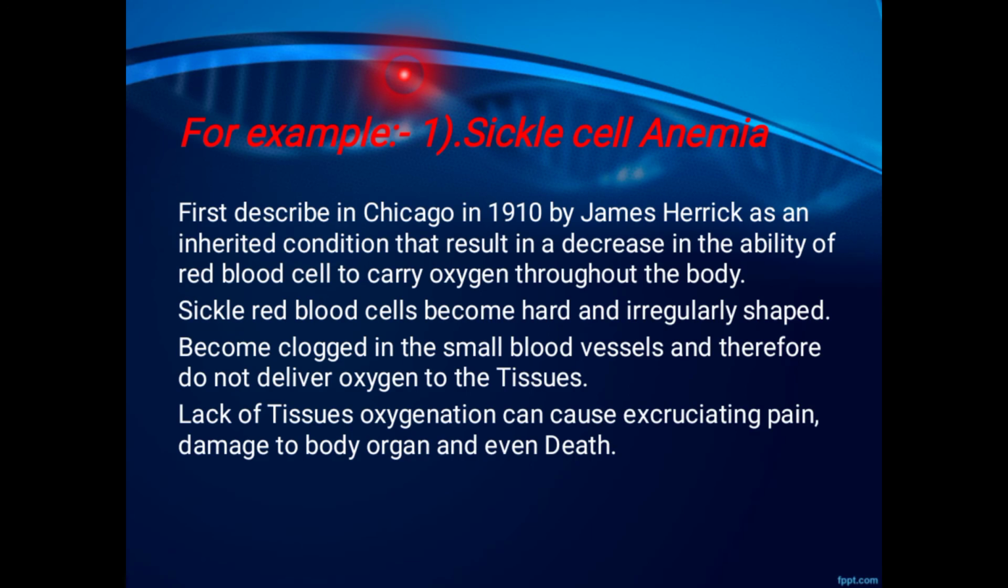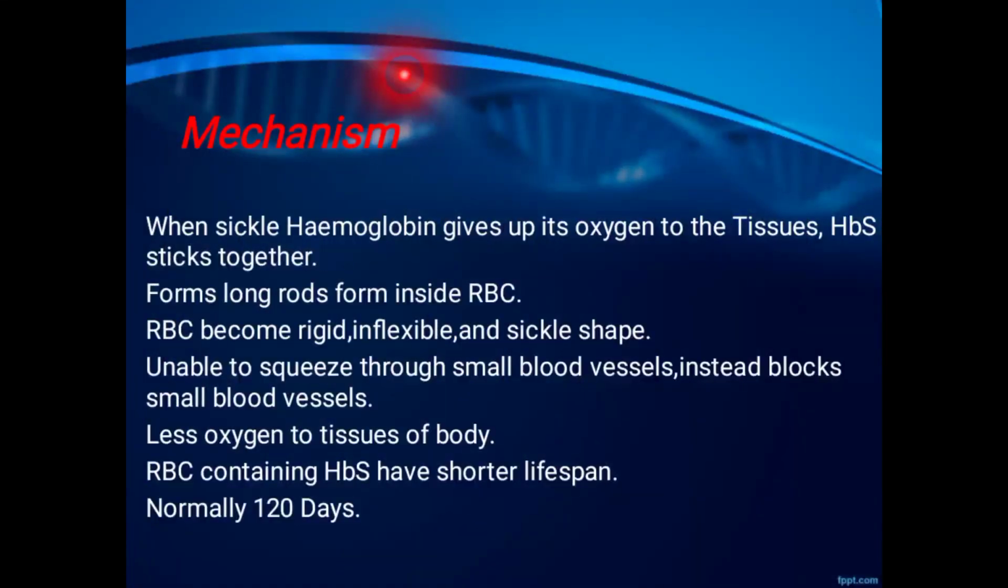The mechanism of sickle cell anemia is as follows. When sickle hemoglobin gives up its oxygen to the tissue, HbS sticks together and forms long rods inside the RBC. The RBC becomes rigid, inflexible and sickle-shaped, unable to squeeze through small blood vessels, and instead blocks small blood vessels. Less oxygen reaches the tissue of the body. RBCs containing HbS have a shorter lifespan than the normal 120 days.